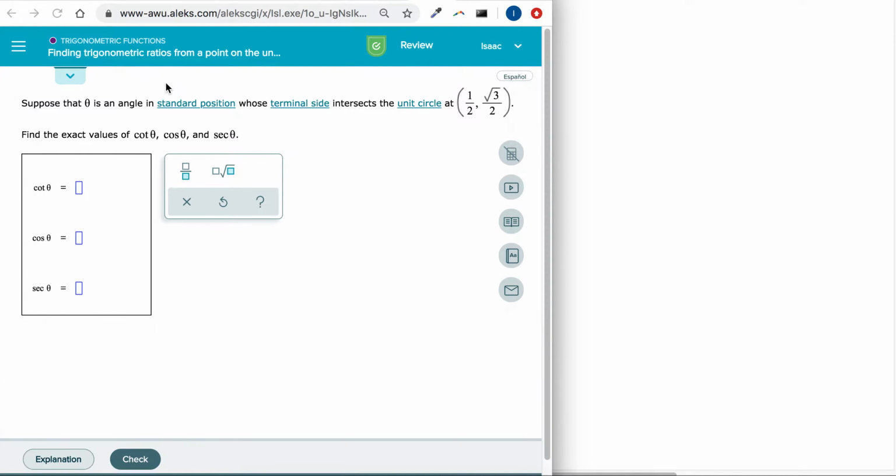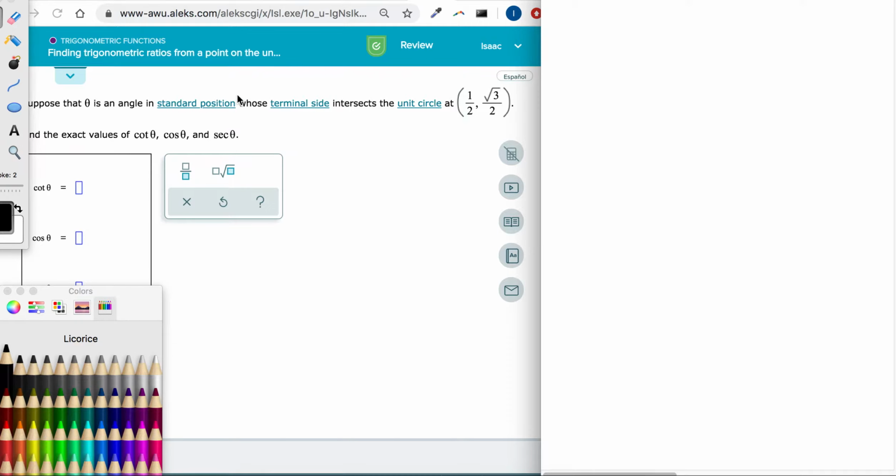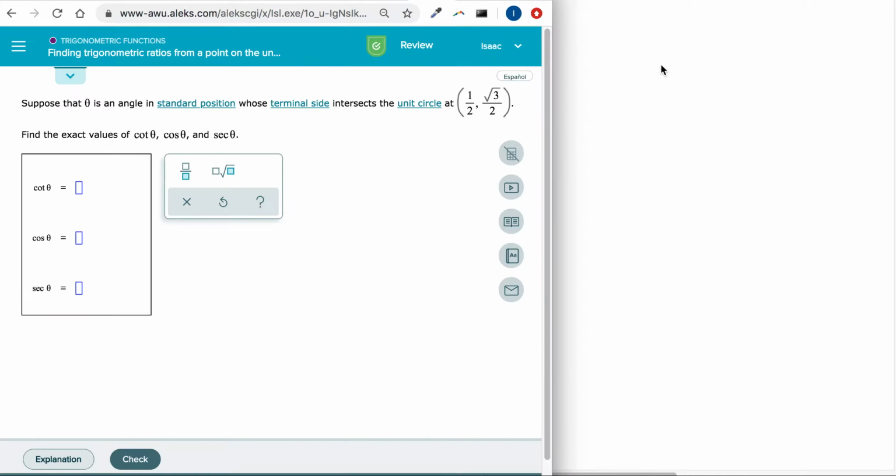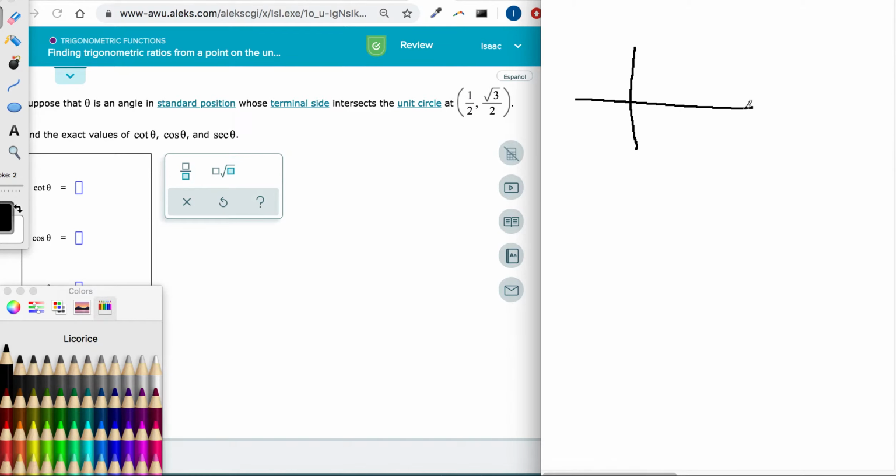Okay, so we're supposed to suppose that there's some angle theta that is an angle in standard position. The cool thing about ALEKS is that you can click it and it can tell you what standard position means. But standard position is where you talk about this as your initial side, meaning theta of 0 is just right here, where you would draw the angle. It doesn't move at all.